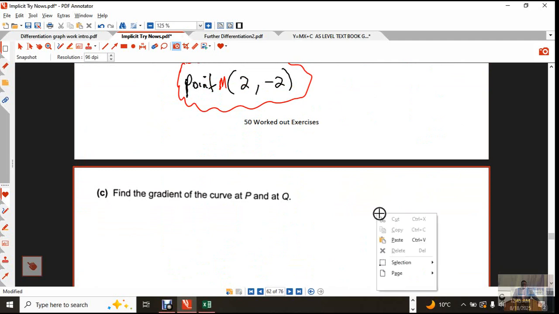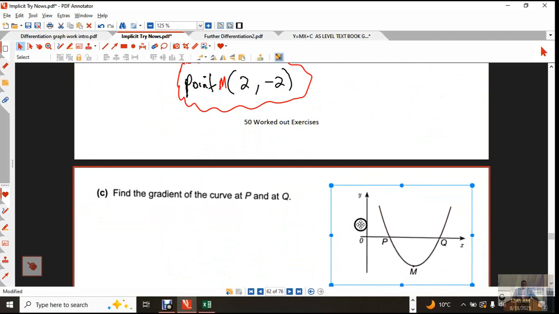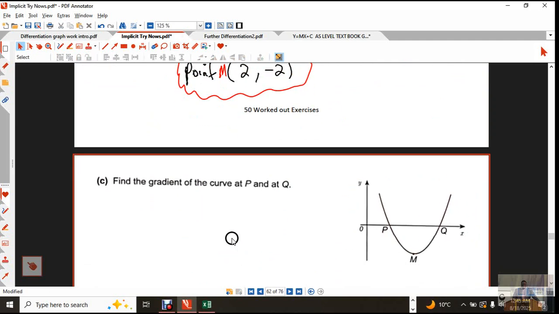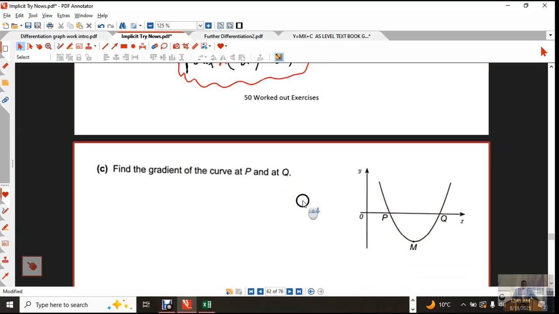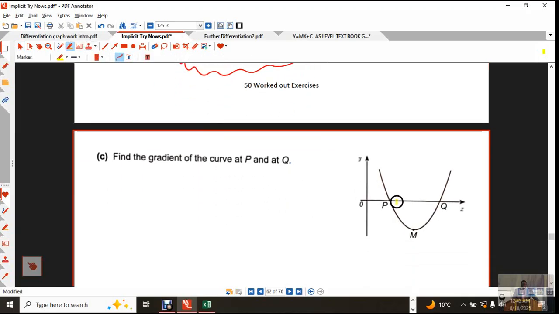So see what they are asking me. They're saying find the gradient of the curve at that point P and also at the point Q. Now, what is happening at those points P and Q is that the y values are 0. Okay, at points P and Q, as you can see, at this point here and this point here, at those points, y equals 0. So if, just write it down.